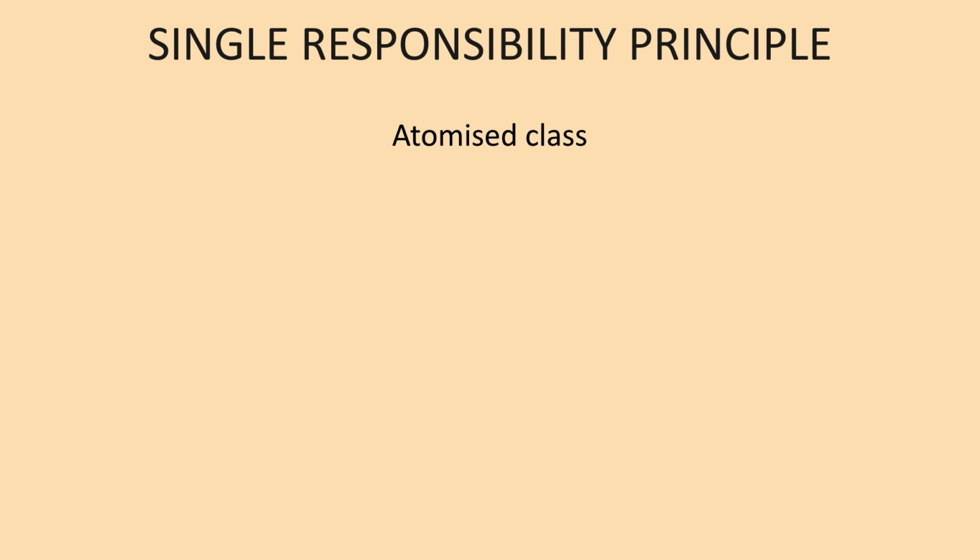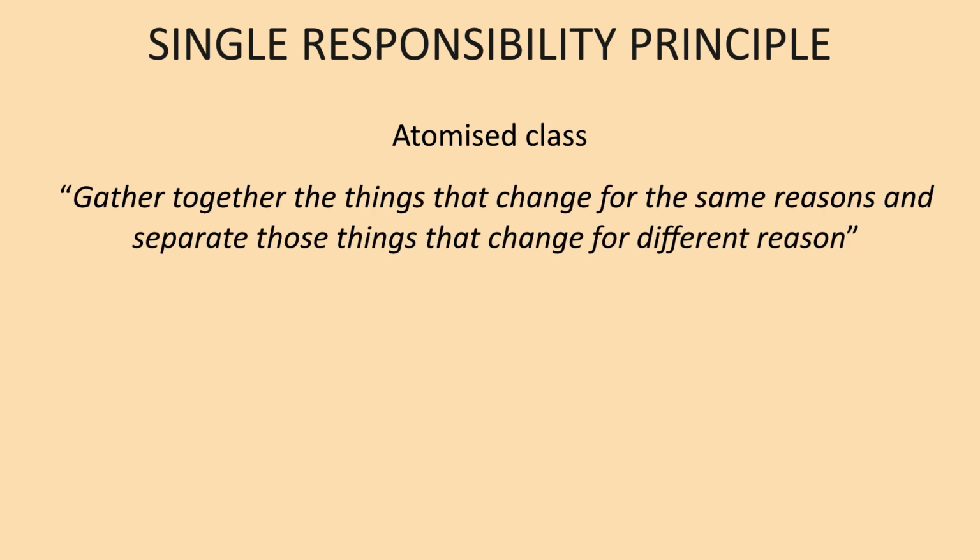Robert C. Martin provided another complementing definition to clear some of the misinterpretation of this principle. He says, gather together the things that change for the same reasons and separate those things that change for different reasons. This complementing definition sort of says that we need to increase cohesion and decrease coupling of classes. This will help us to avoid atomized classes. With all this in mind, we can refactor the Student class.